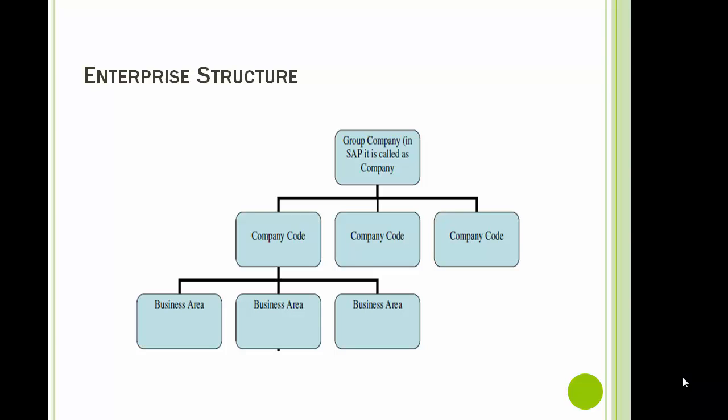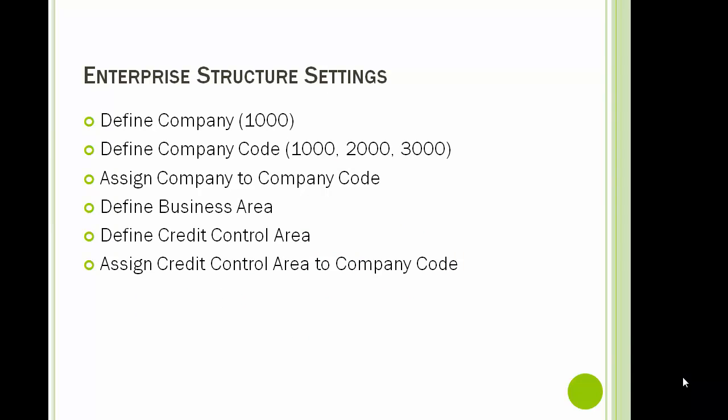Now, to have the enterprise structure defined in the SAP system, you need to do the settings for the same. We have to define the company code, and assign the company to the company code. Then we have to define the business area, credit control area, and assign the credit control area to the company code. Now, what do these terms basically mean? Let's discuss them in detail.